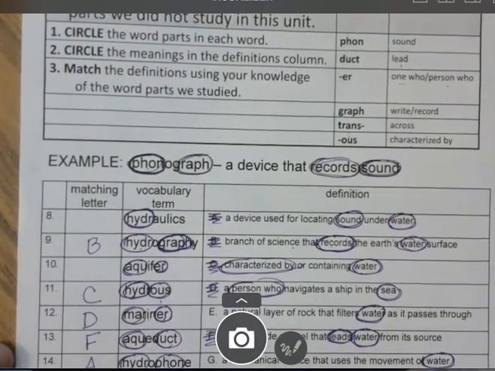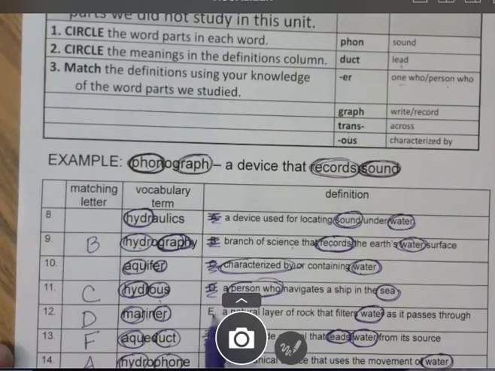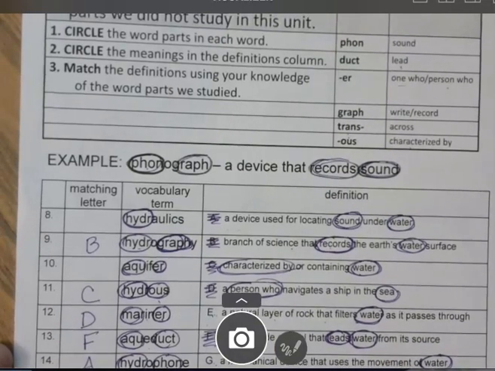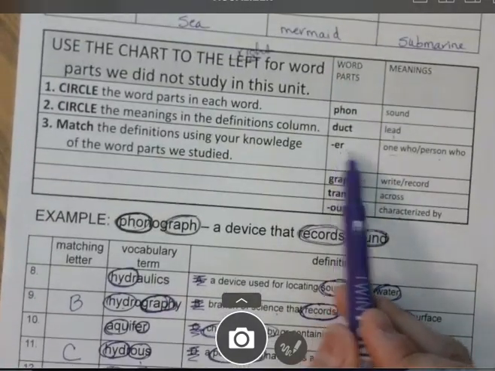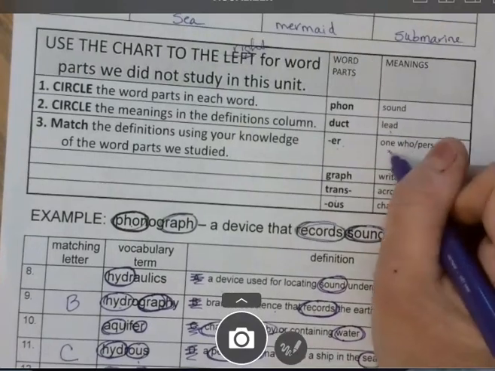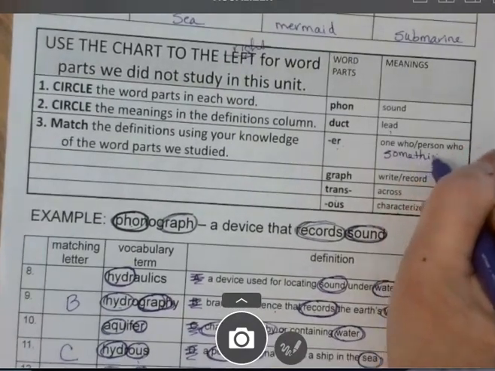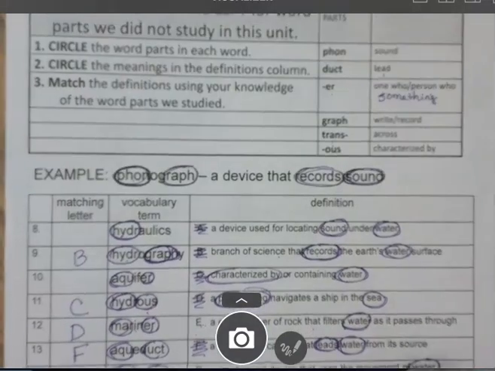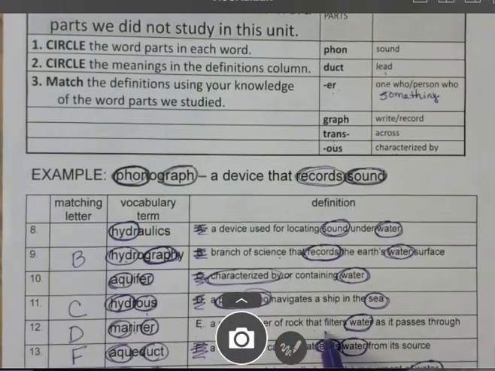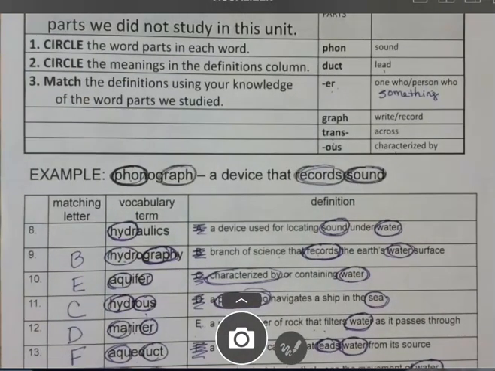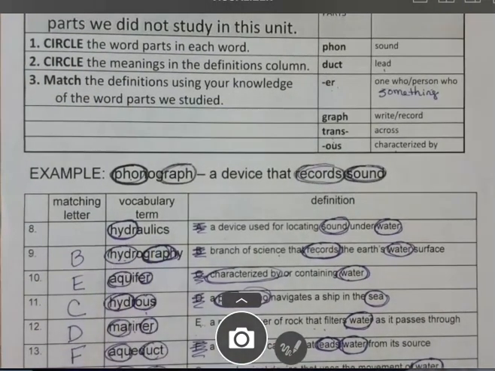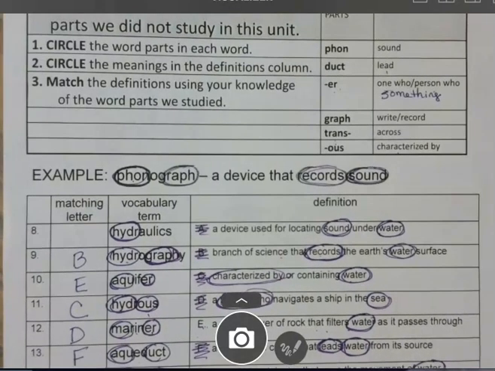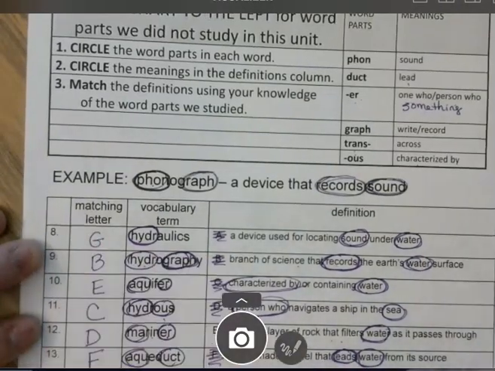So now I've got it narrowed down, and I've got two things here. A natural layer of rock that filters water as it passes through, or a mechanical device that uses the movement of water. Well, coming back up here, a person who or one who, that could also be something who or something that. And I think that's something that helps filter water. If I'm not sure, I'm going to make my best guess. I know I've heard about hydraulics before in a car or in some kind of machinery, and that's a mechanical device. So I think that one's going to be G.